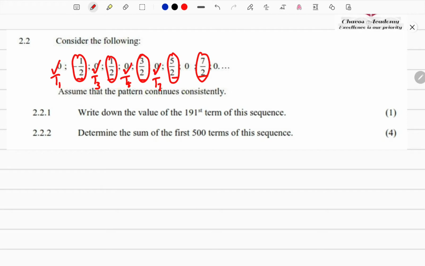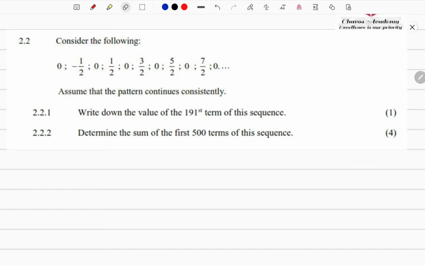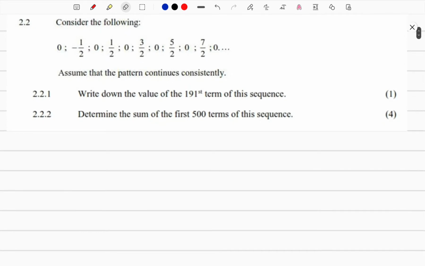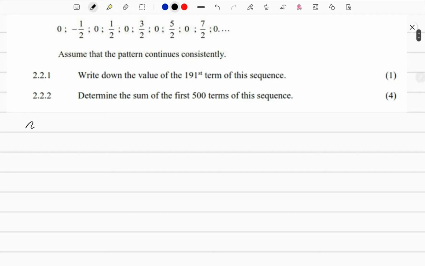So the first question there, we need to determine or write down the term 191. We need to write the value of T191. So that one will be the odd one, we understand. So it means the answer there will remain as 0. T191 will stay as 0, won't change, all right?